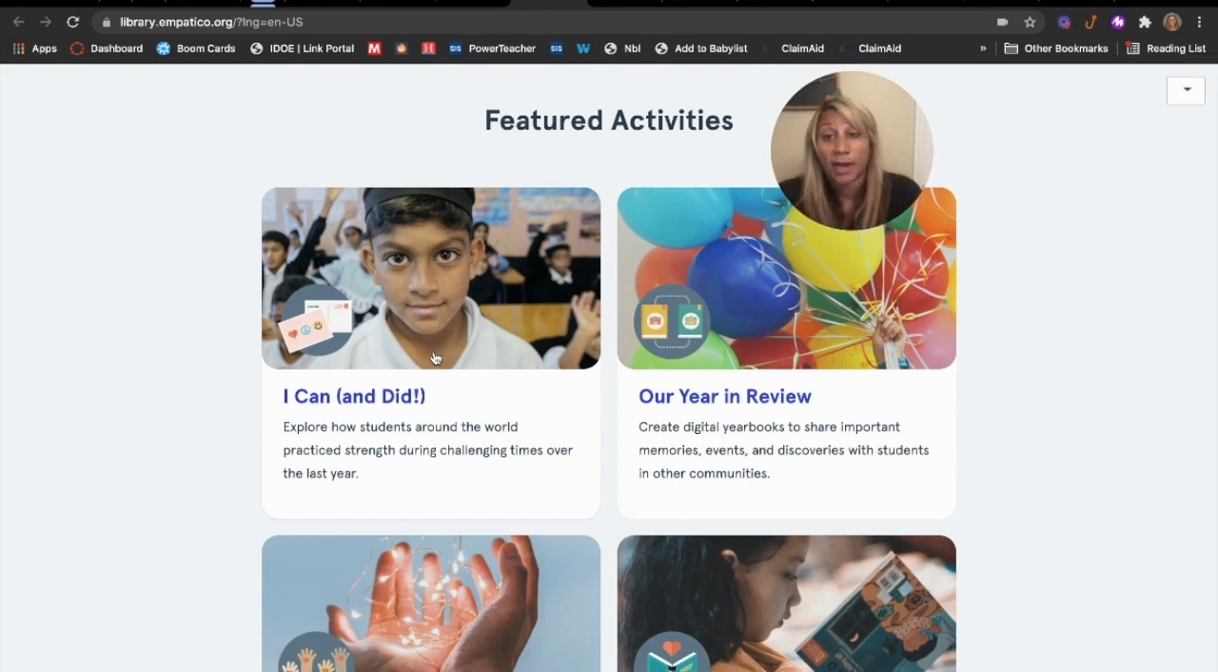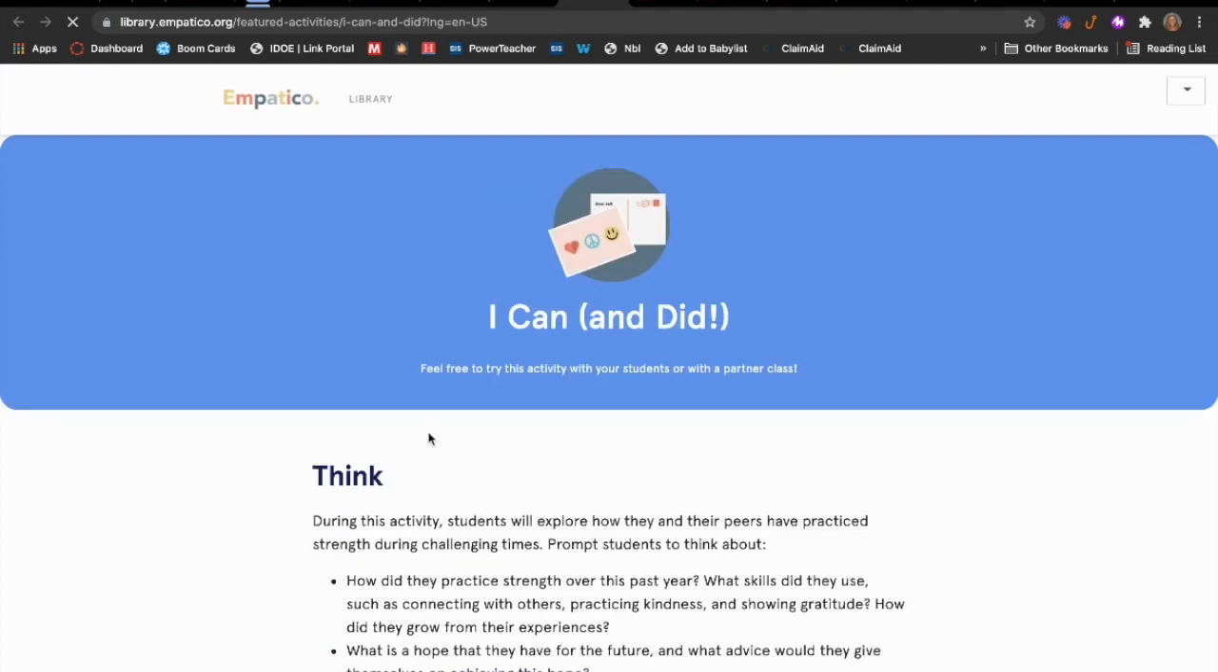And it says explore how students around the world practice strength during challenging times over the last year. And when I think about this, and when I think about where our kids have been this past year and a half and what they've been going through, it could be very calming to some of them to know that students across the world have been experiencing some of these same hurdles. So for them to know that they weren't alone, and when it says I can and I did, and to think about how I made it through the past year and a half, this is a great tool to use.